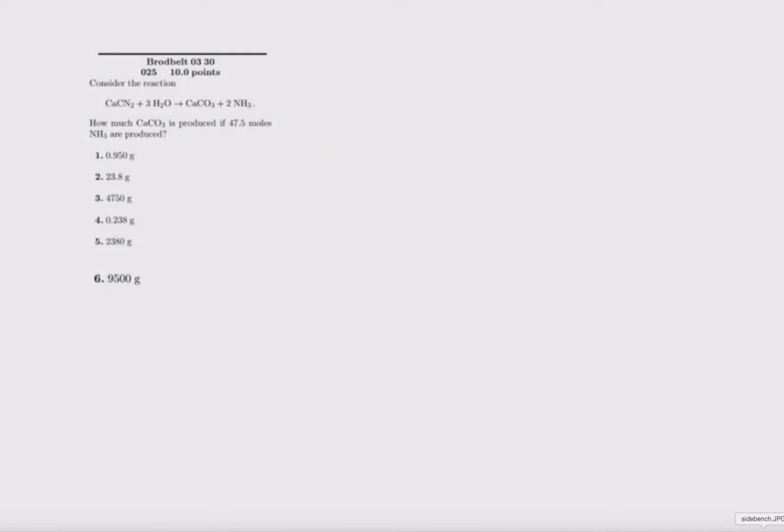All right, if 47.5 moles of ammonia are produced, how much calcium carbonate is produced? And we need to find grams, so that's where there's a trick here. So if 47.5 moles of ammonia are produced, well, the ratio is 2 ammonia for every 1 calcium carbonate. So we're going to do 47.5 divided by 2, and we get 23.75.